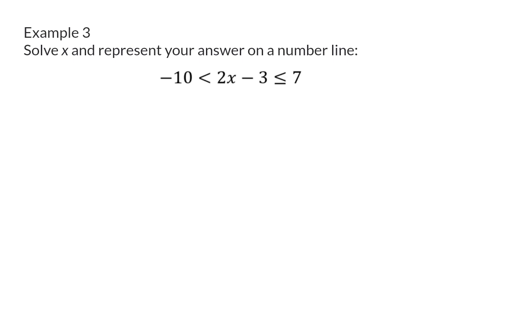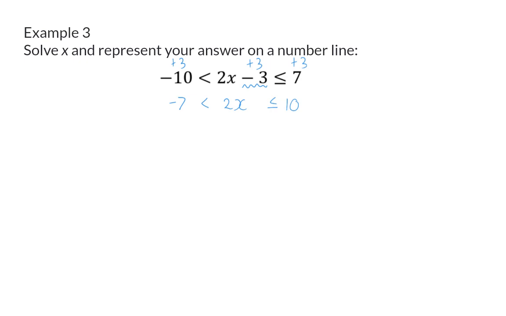Example 3. Again, we are asked to solve x and represent the answer on a number line. This time we have two inequality signs. This is an indication that x will lie in between two specific values. To solve x here, I will do the inverse operations in three separate sections. Firstly, I want to get rid of the minus 3, and to do that I will add 3. But now I have to add 3 in 3 different locations. This will give me minus 7 is smaller than 2x, which is smaller or equal to 10.